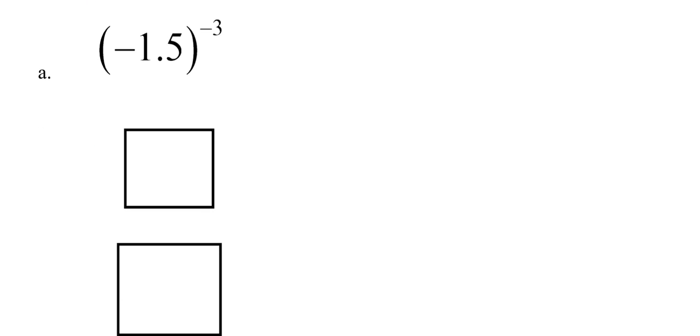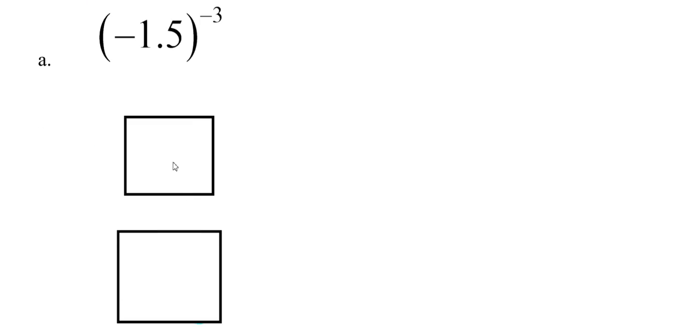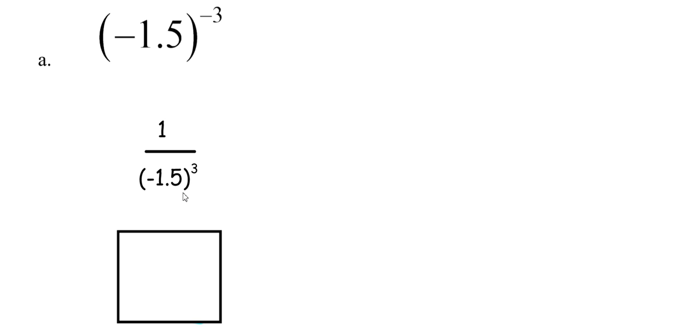Negative 1.5 to the negative 3 is going to be 1 over negative 1.5 cubed. So the number itself, the negative does not change. It remains negative. Only the negative in the exponent changes, okay? That's super important. You need to realize I'm flipping this, but my number will still remain negative.